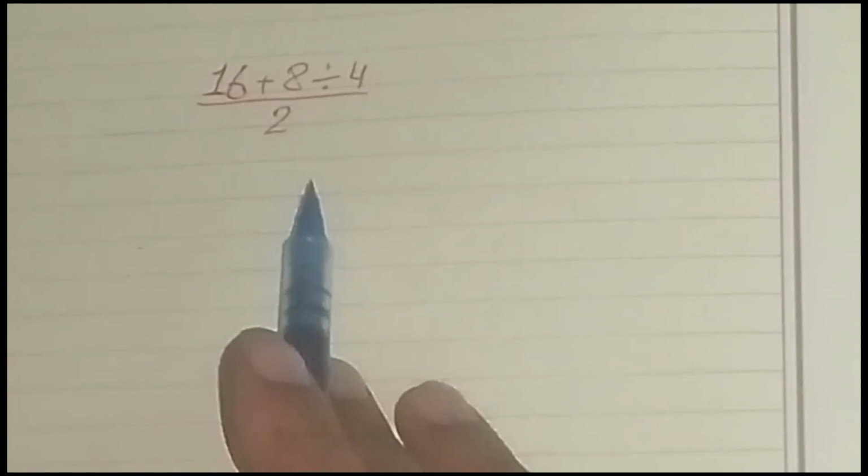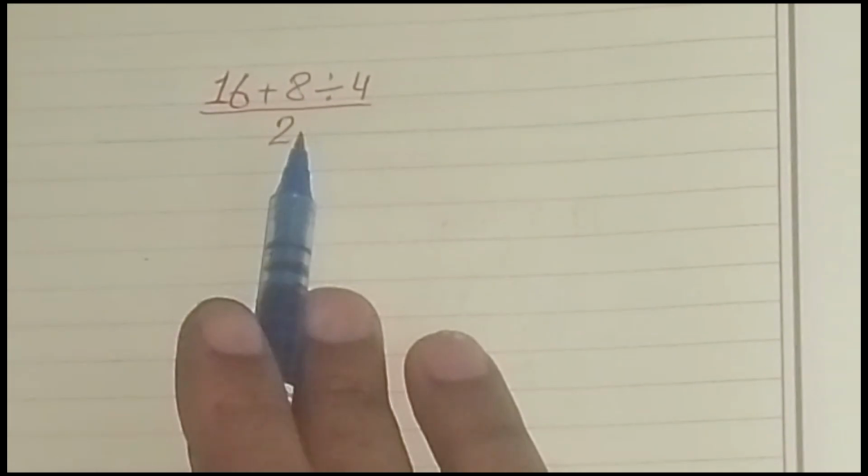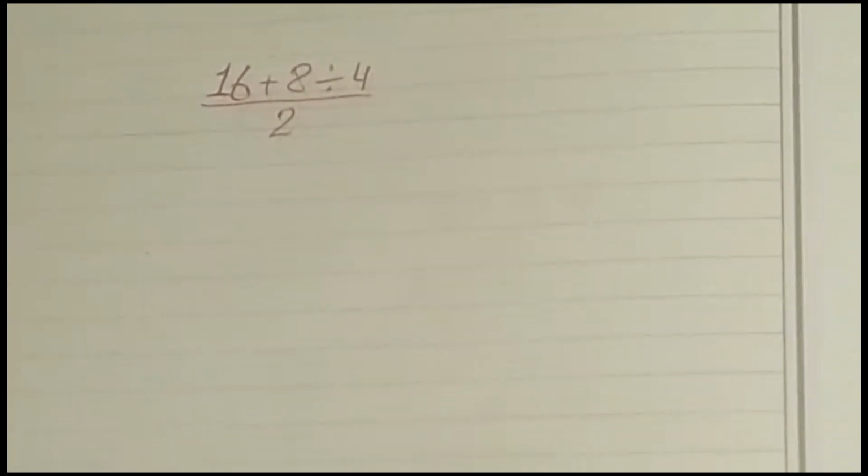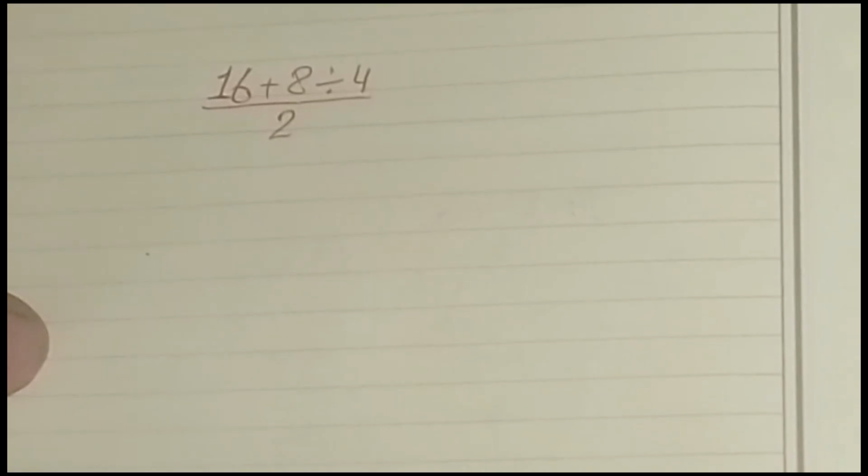Today we solve this fraction: 16 plus 8 divided by 4 over 2. Now we solve it. First we solve the numerator, then we solve the denominator, according to the PEMDAS rule.